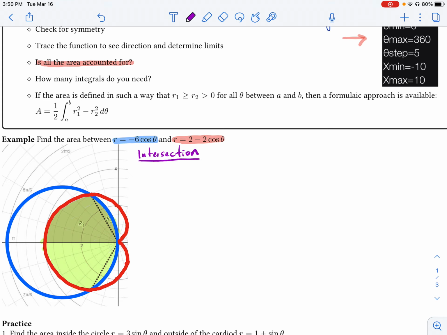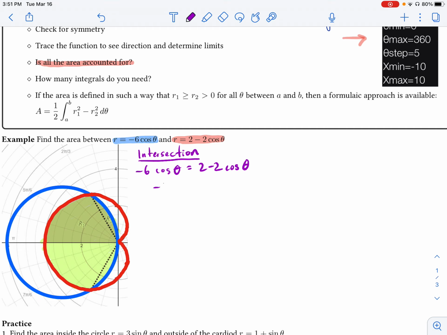intersecting. So if you watch my 9.2 video, we covered this towards the end of that lesson, because some interesting things are going to pop up when we compare what we get algebraically with what our calculator is telling us. So to find the intersection points, we're going to set our polar functions equal to each other. So we get -6 cosine theta is equal to 2 minus 2 cosine theta.